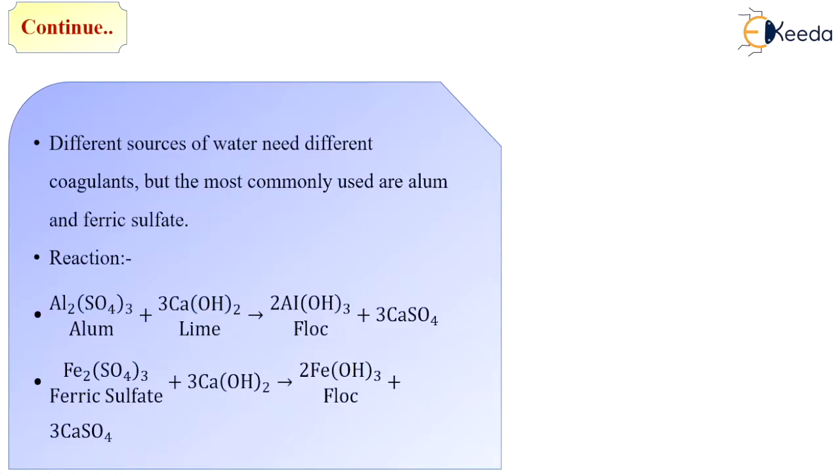Again, if we add ferric sulfate, the formula of ferric sulfate is Fe2(SO4)3. Again it will react with lime, that is, calcium hydroxide. It will get converted into ferric hydroxide in the form of flock. That is the flock formation of ferric hydroxide, and that will be settled in the sedimentation tank.